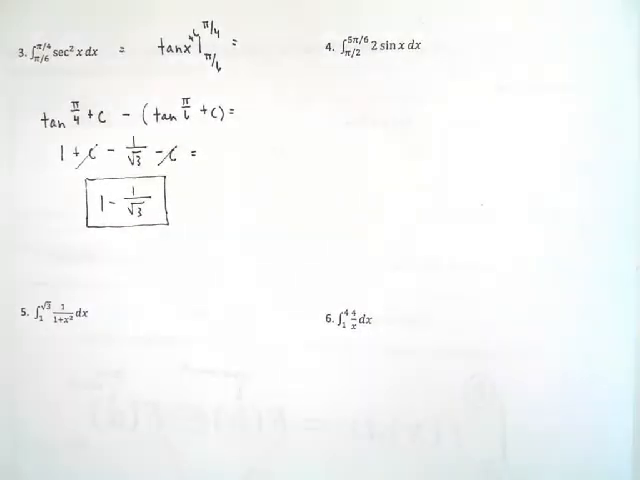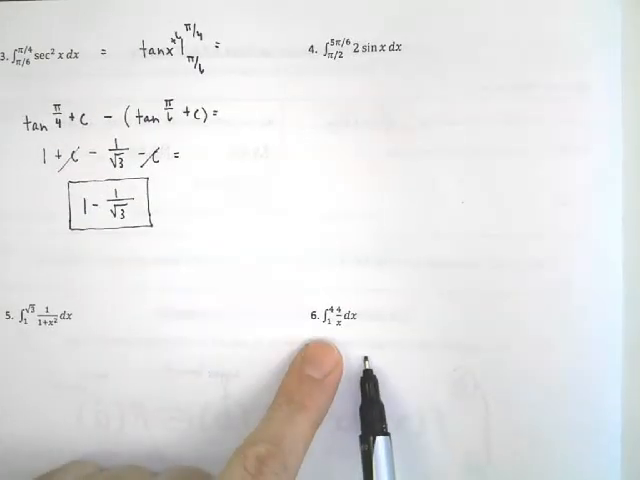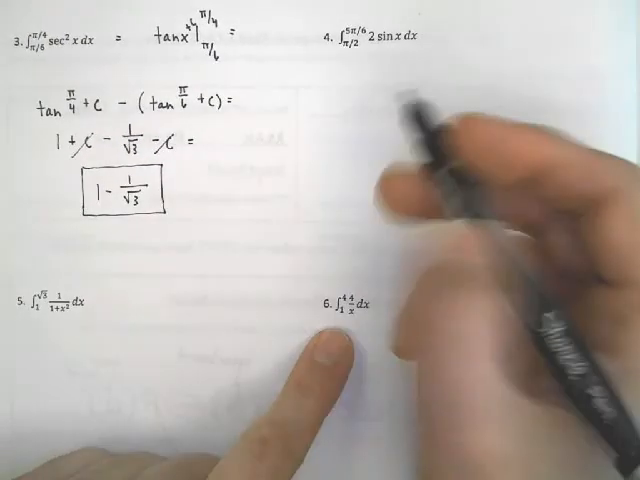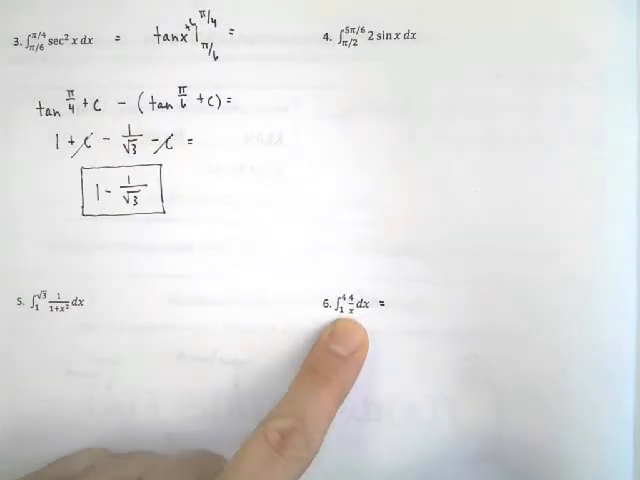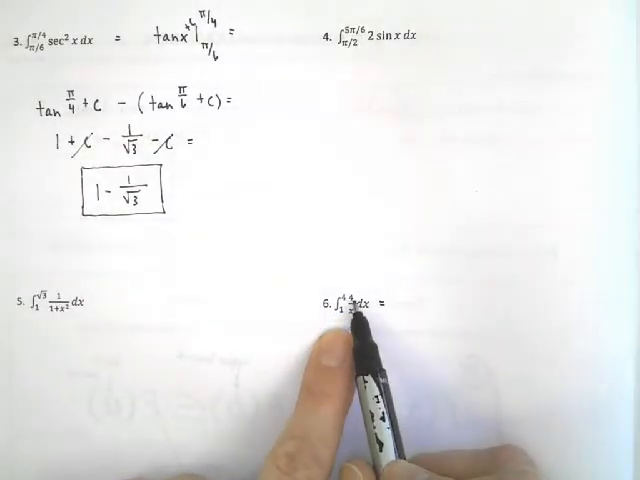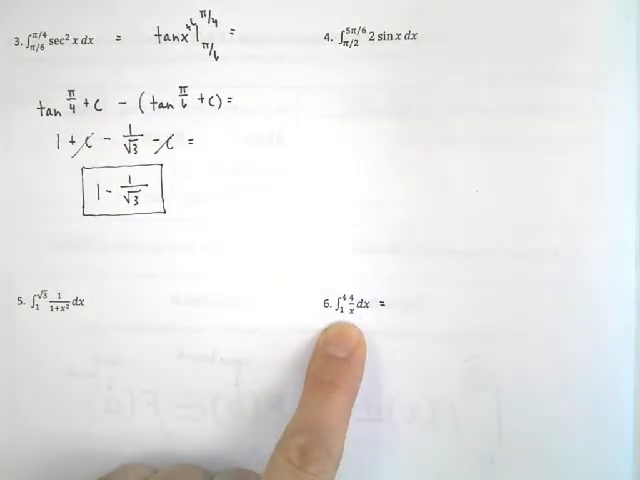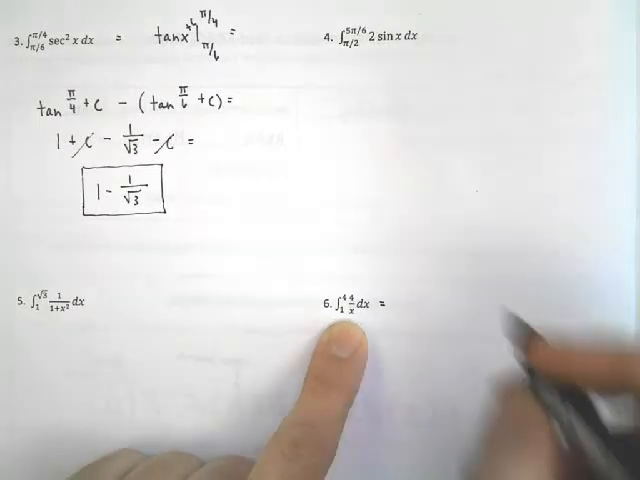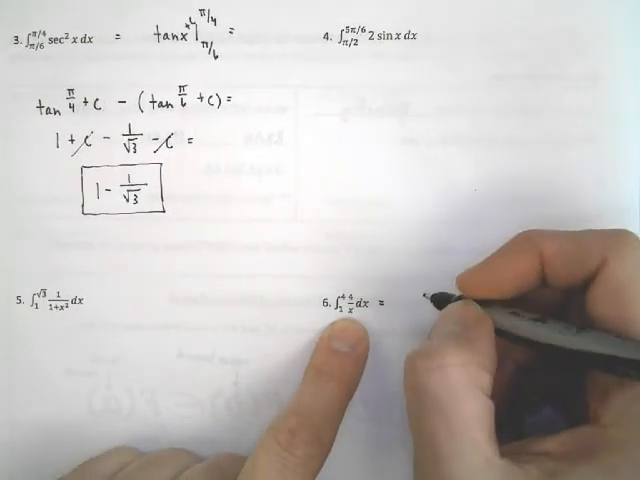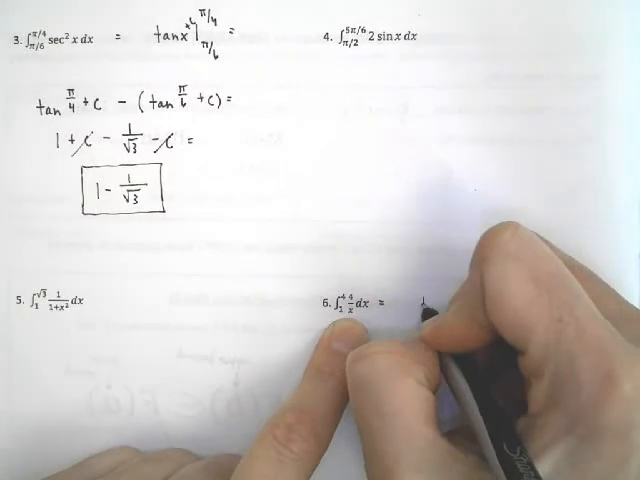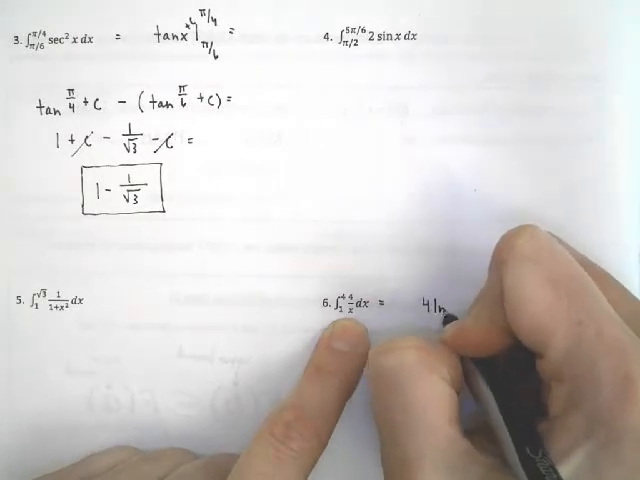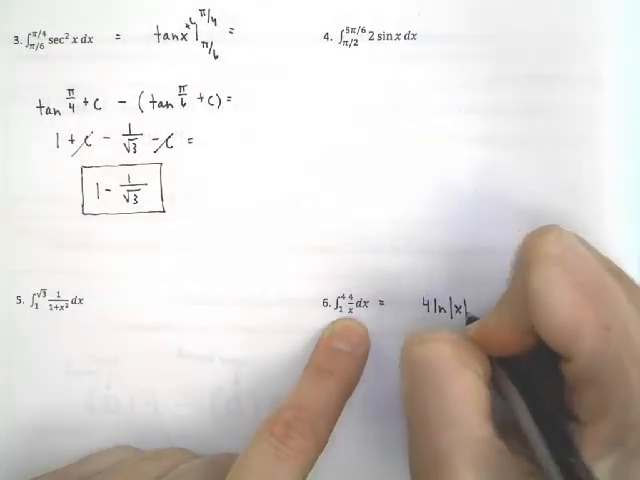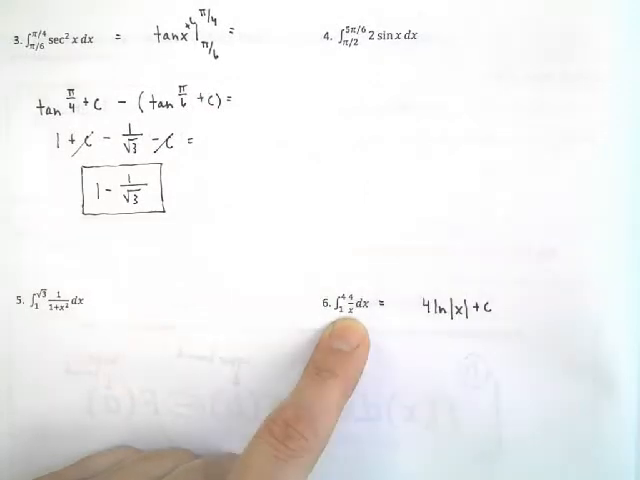Okay. Let's see. We're just going to do one more. I'll leave these two. Let's look at this one here. My antiderivative now, remember, this is really 4 times 1 over x. And I know when I have that 1 over x, my function is the natural log of the absolute value of x. So my antiderivative is 4 times the natural log of the absolute value of x plus c.